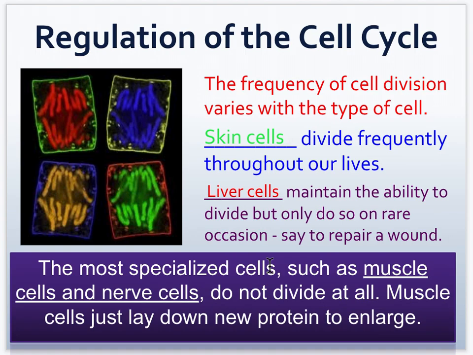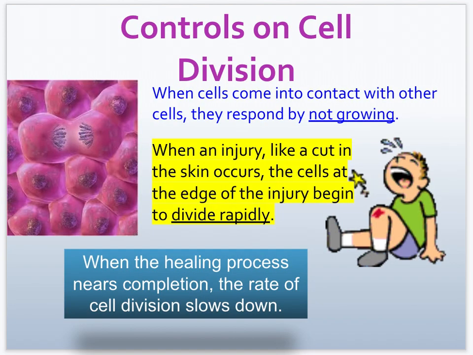So the regulation of the cell cycle: there are certain cells that divide all the time. For example, skin cells are dividing frequently, hair, nails, and blood are dividing often. But then there's other parts of your body like liver cells, which are able to divide but rarely do. And then there's certain cells like muscle cells and nerve cells that tend to not divide at all. Muscles, when they want to grow bigger, for example, they just enlarge.